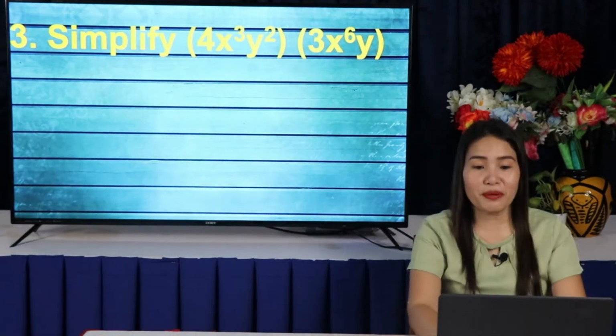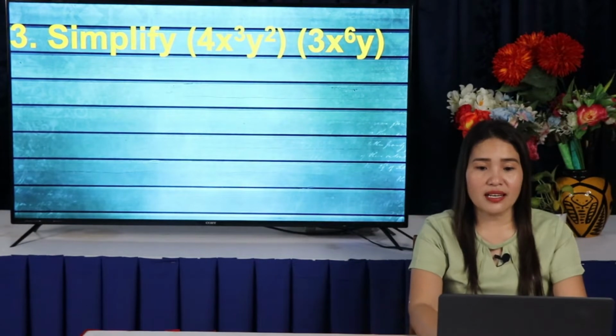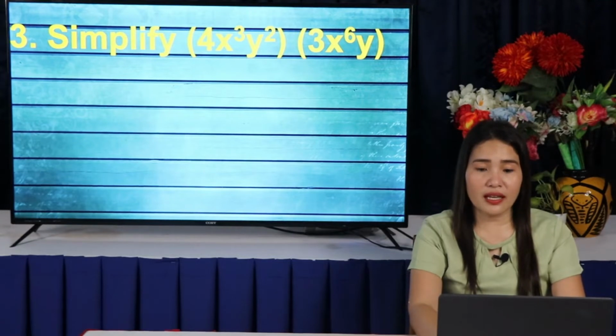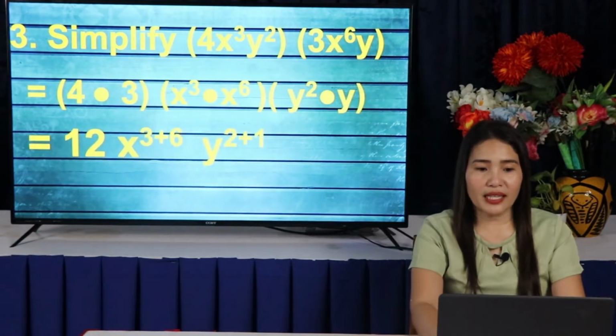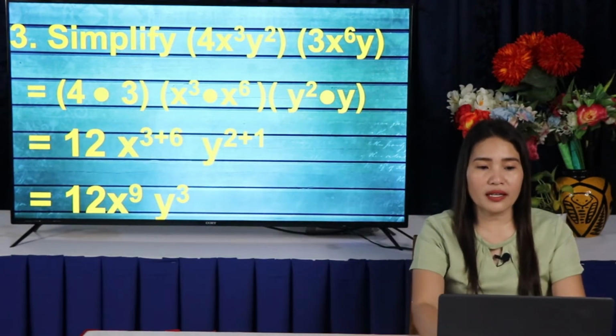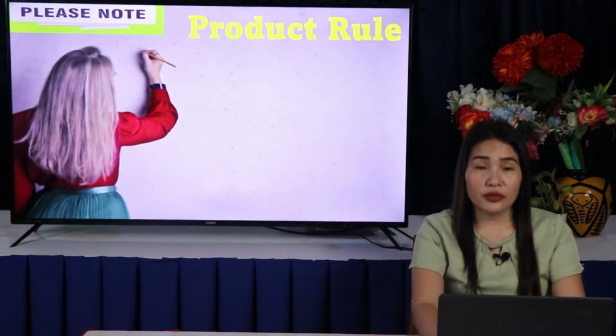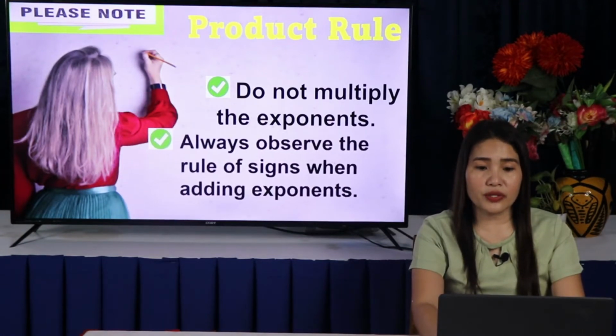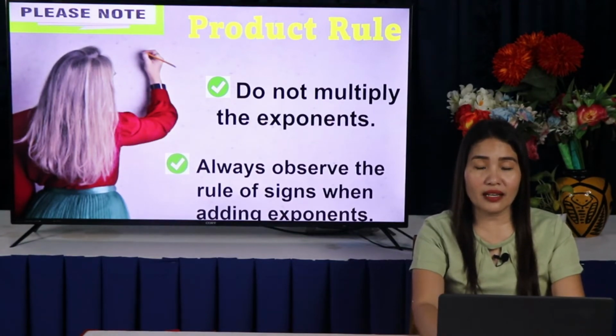Example number 3. Simplify the quantity of 4x raised to 3 times y raised to 2 times the quantity of 3x raised to 6 times y. In this problem, you multiply the numerical coefficients 4 and 3, then add only the exponents with the same variable. So, you will have 12x raised to 9, y raised to 3. Take note, for the product rule, do not multiply the exponents. Always observe the rule of signs when adding the exponents.